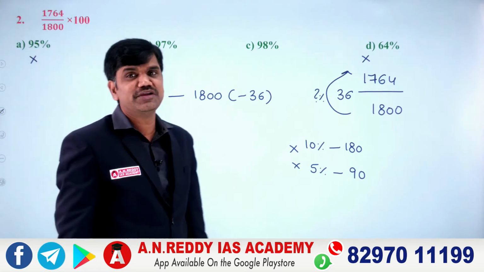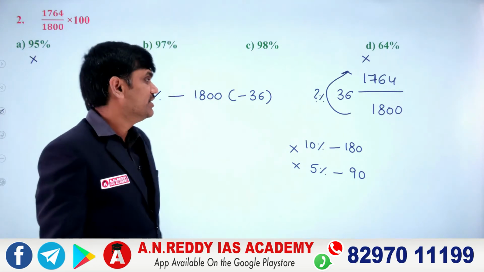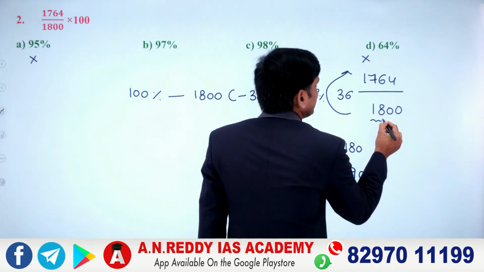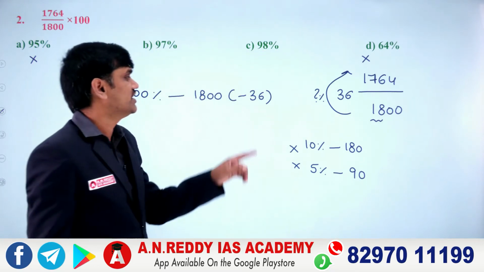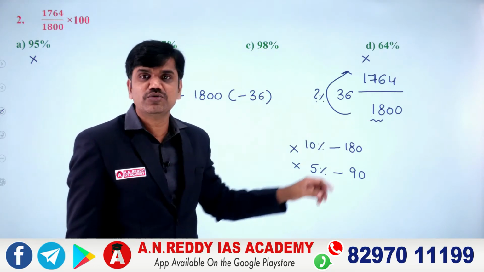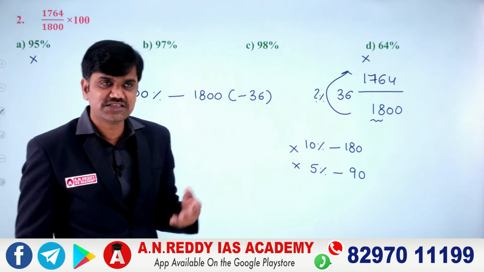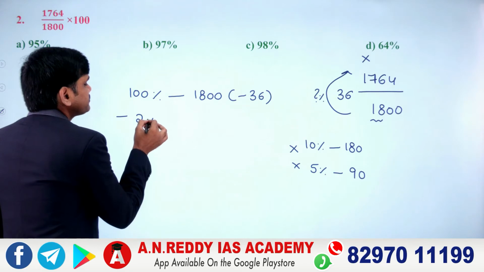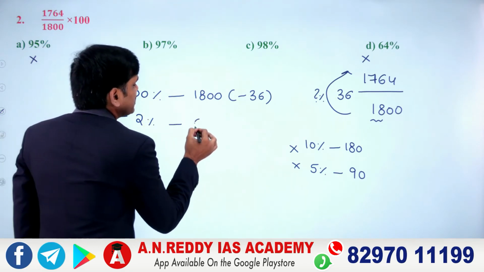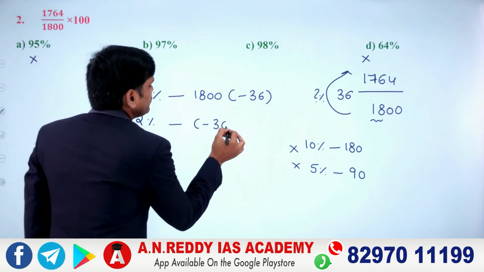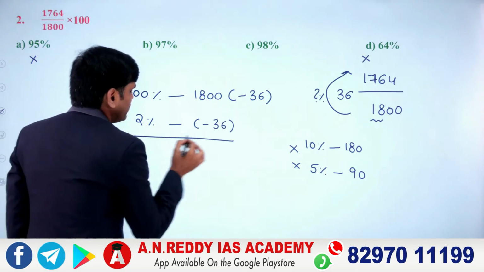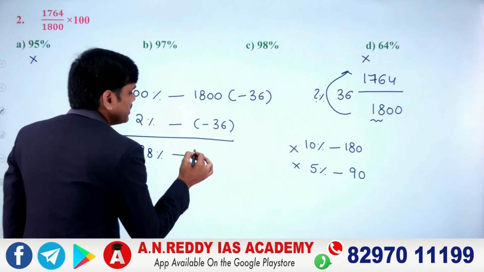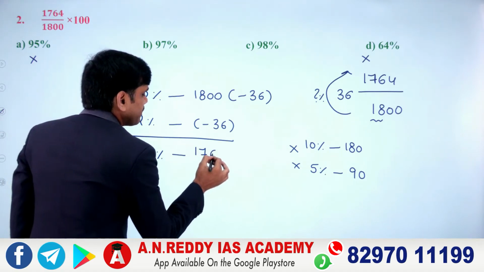Still I am left with B and C. Now go ahead. Can I remove 1%? 1% is how much? 18. So 1% I can remove, because whatever I have to remove is 36. 2% is how much? 36. Hence from 100 I can remove 2%. Then I will reach the target. So if I remove 2% from that, I will reach the required number. Hence my answer is 98%, I can say.